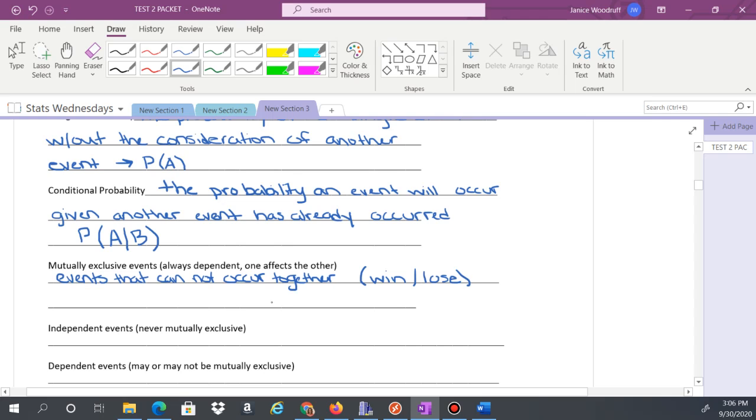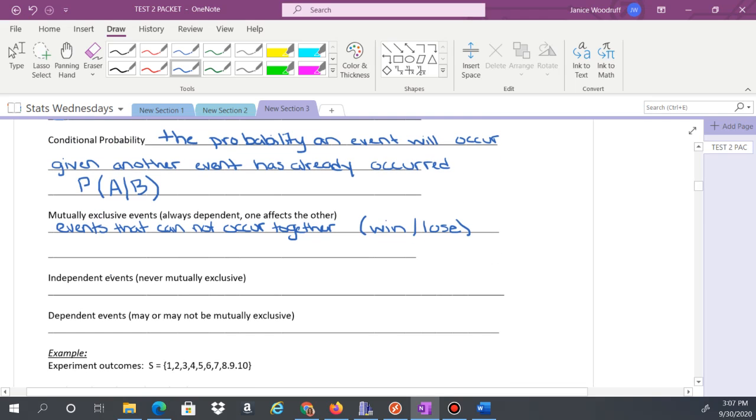So the question you ask is, can the events occur at the same time? If the answer is no, then yes, they are mutually exclusive. If the answer is yes, then they're not mutually exclusive. So it goes opposite. An example of not mutually exclusive would be that you can be a boy and not like statistics. Those two things can happen at the same time. Or you can like vanilla ice cream and strawberry ice cream. You can like two different things.